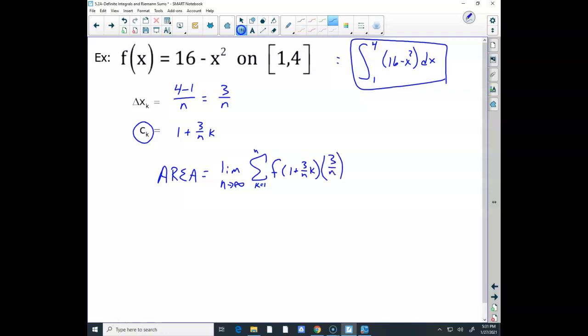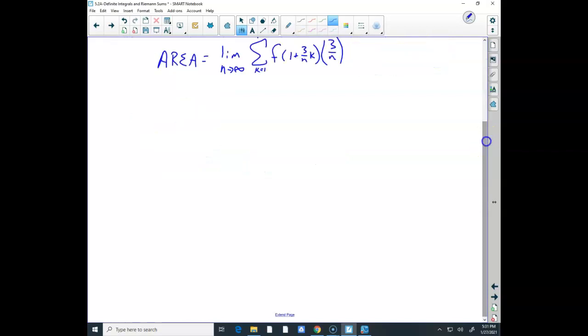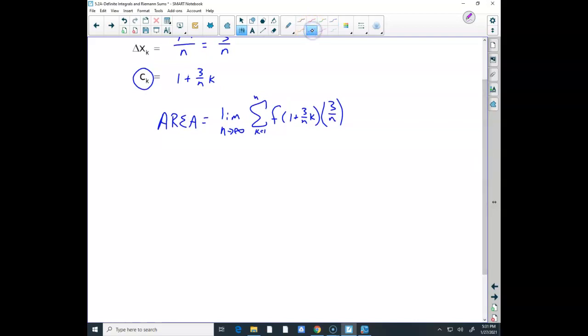Then you defined your function in the calculator, you hit enter, and it gave you the area. But I kept trying to beat it like a dead horse, and I said, hey, we're not going to see it like this on the AP test. How you're going to see it is like this, as a sum from k equals 1 to n of 16 minus the quantity 1 plus 3 over n times k, squared, times 3 over n.